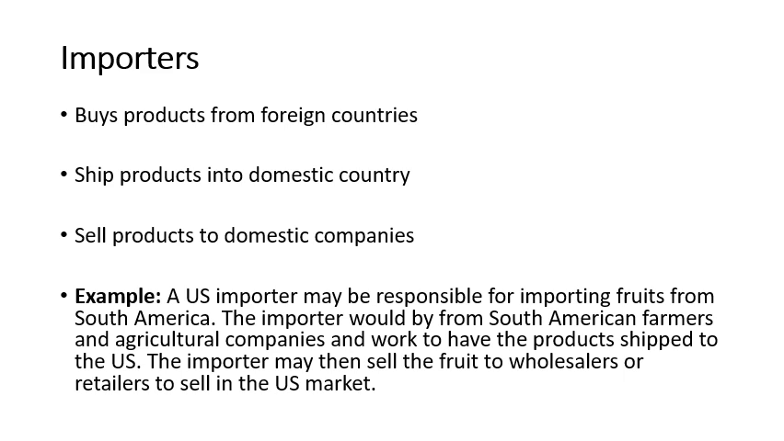An example of this: let's say we have a U.S. importer responsible for bringing fruits from South America into the United States. In order to do that, the importer is going to buy from South American farmers or agricultural companies, and then work to make sure that the products get shipped to the United States. Once they're in the United States, the importer will sell the fruit to either wholesalers or retailers, who will then sell those fruits in United States markets. So that's an example of how an importer may make money through international trade.